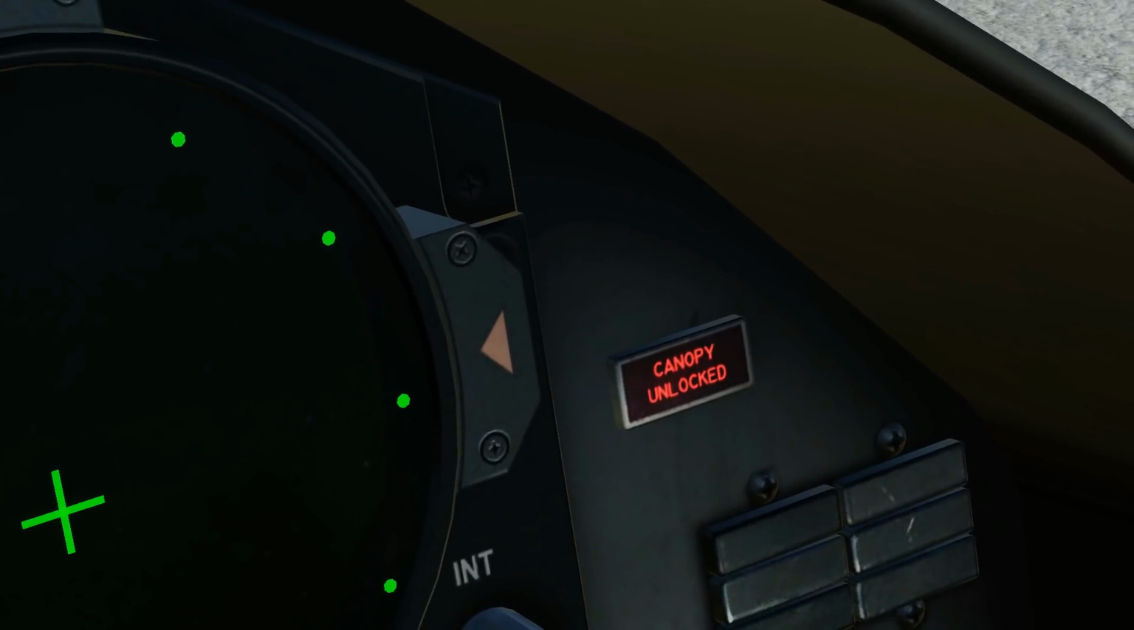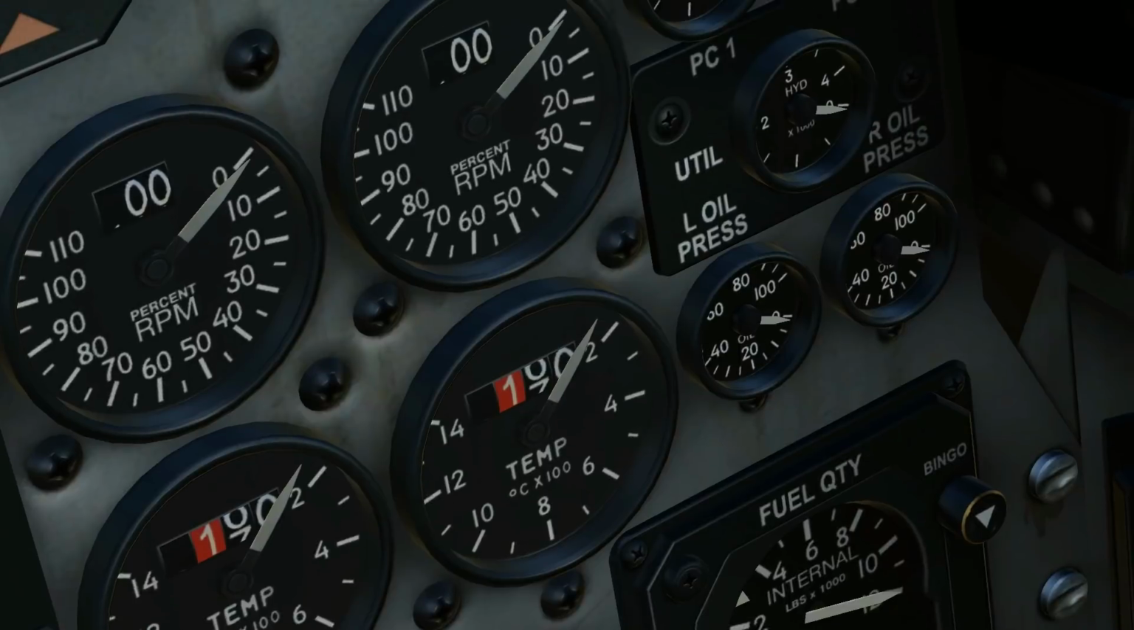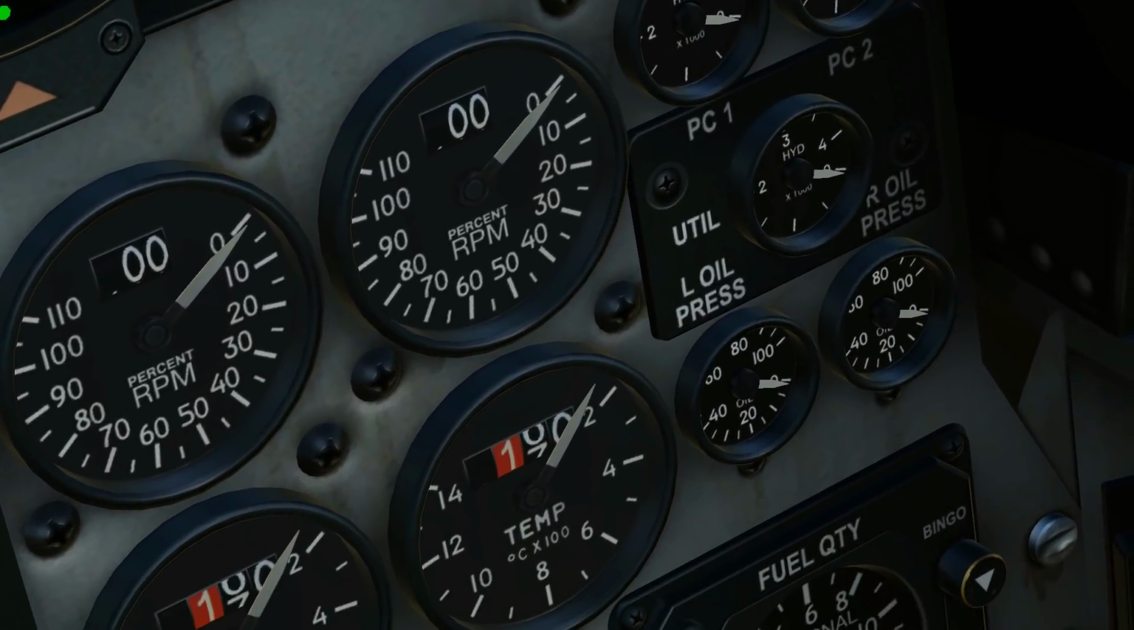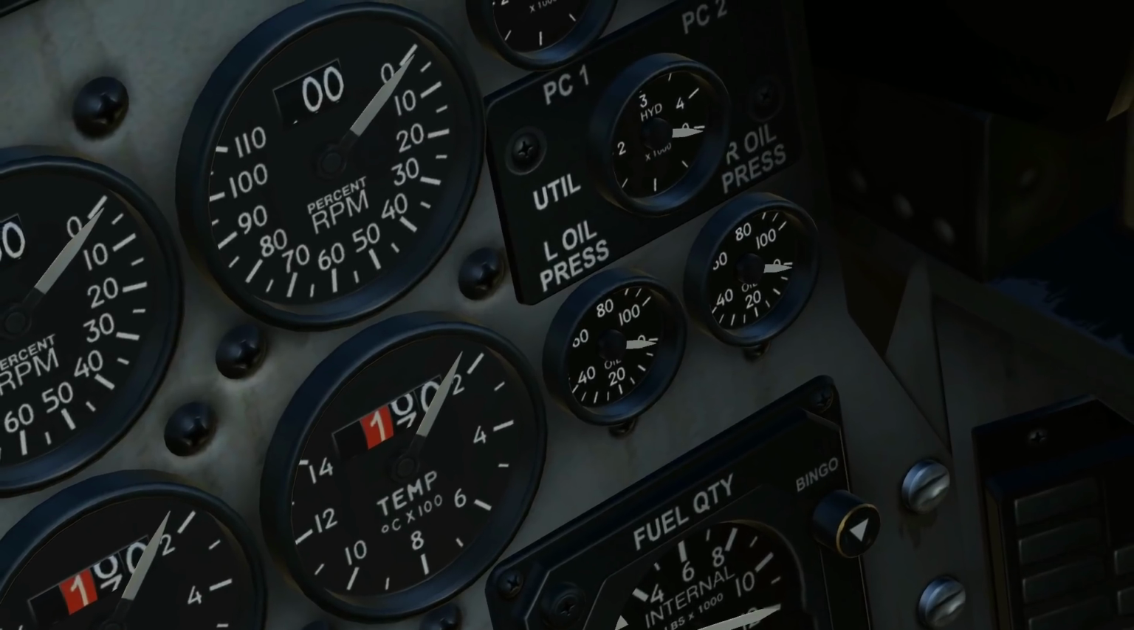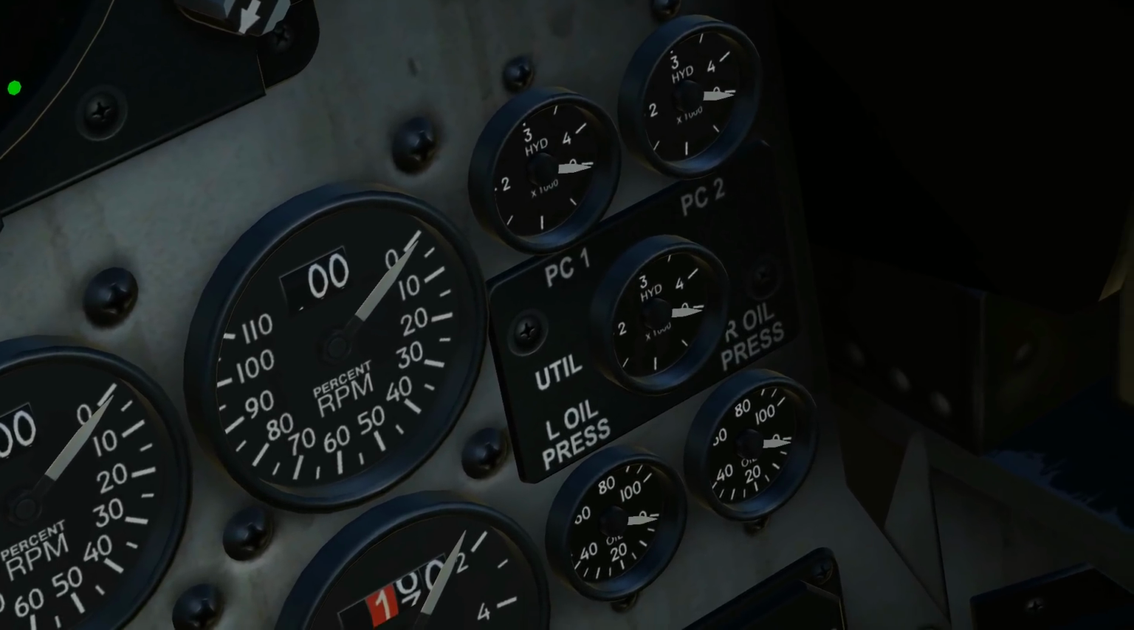Oh, look, that switch works. Canopy unlocked. That works. Right, nearly there. Oil, I'm guessing oil pressure gauges, I'm guessing in PSI. I don't know. Probably do work. I'm guessing you spool that engine up and that oil pressure will probably go up.